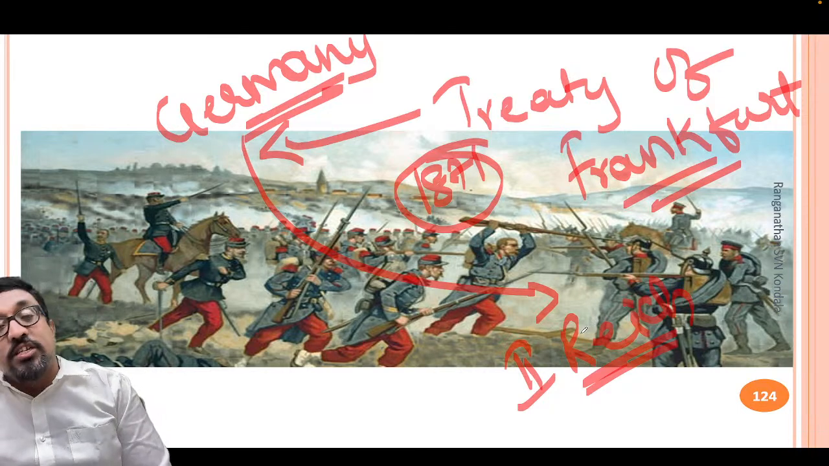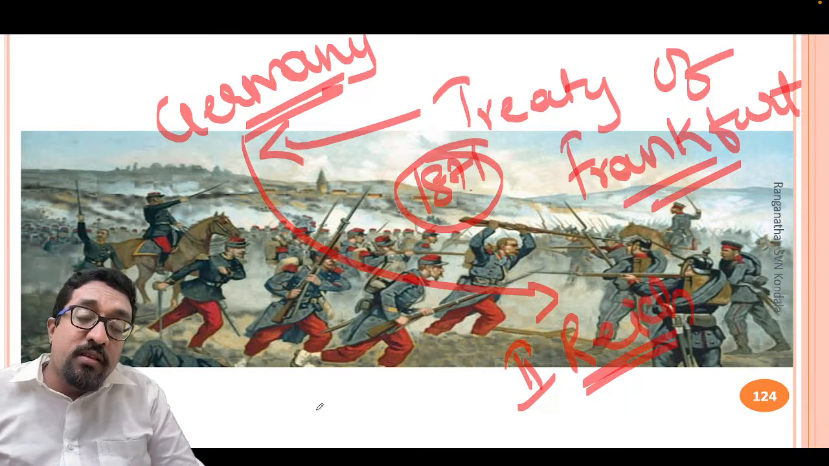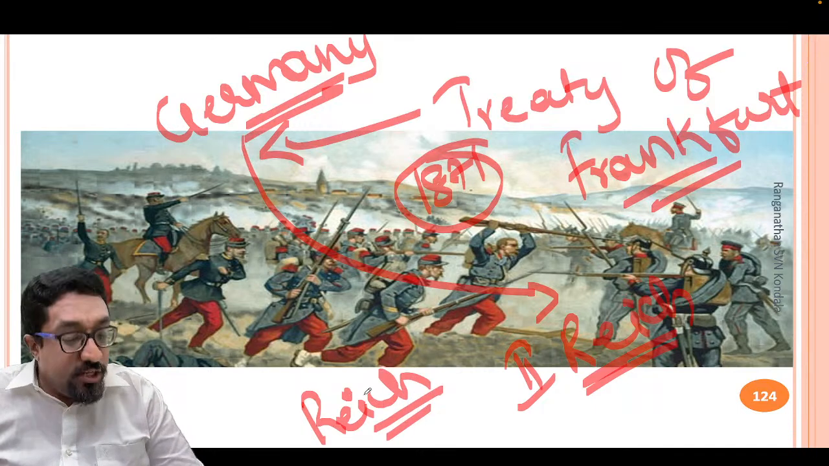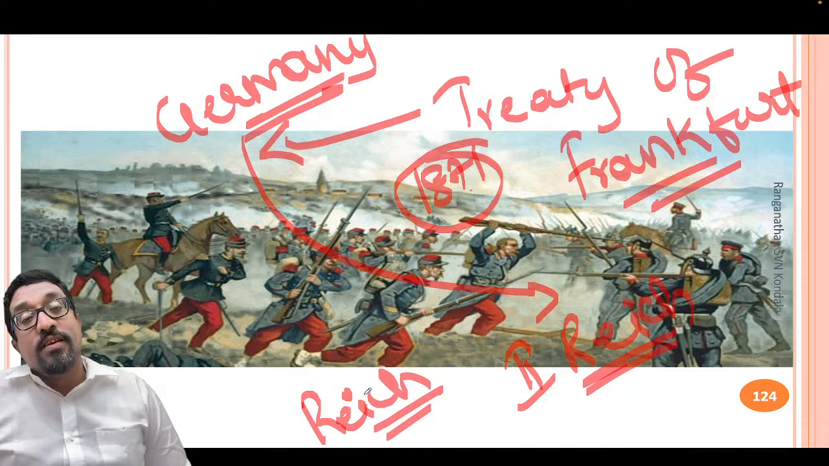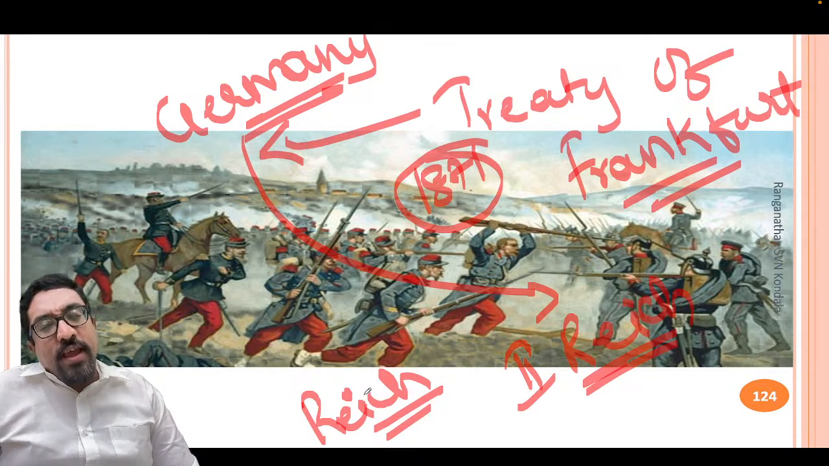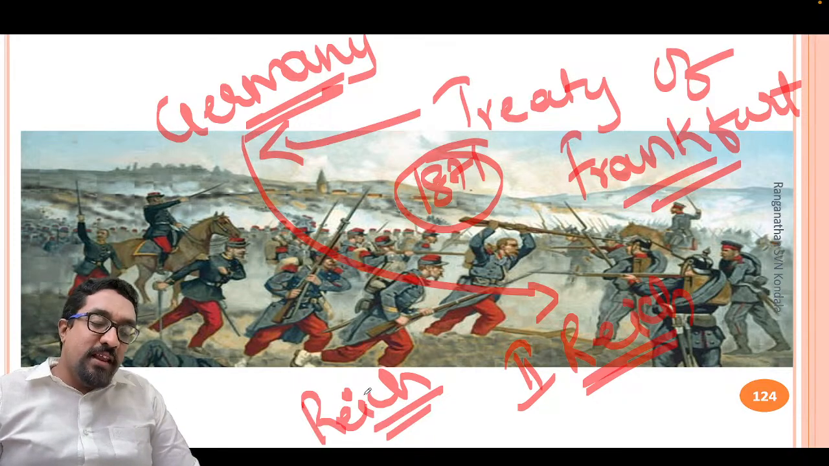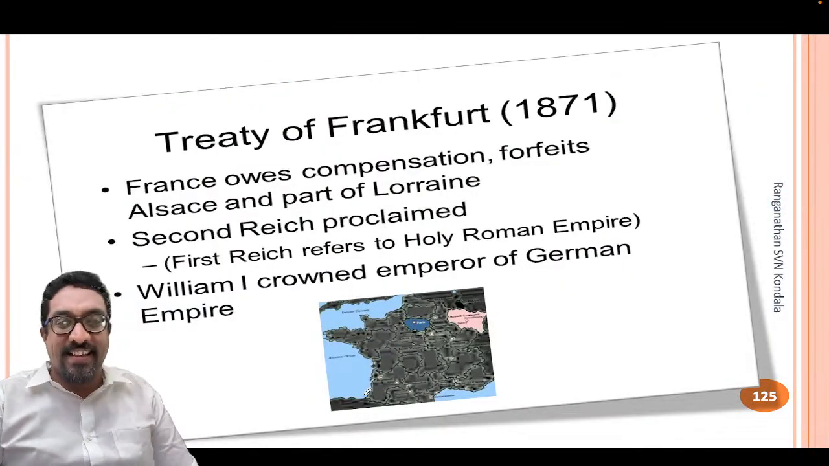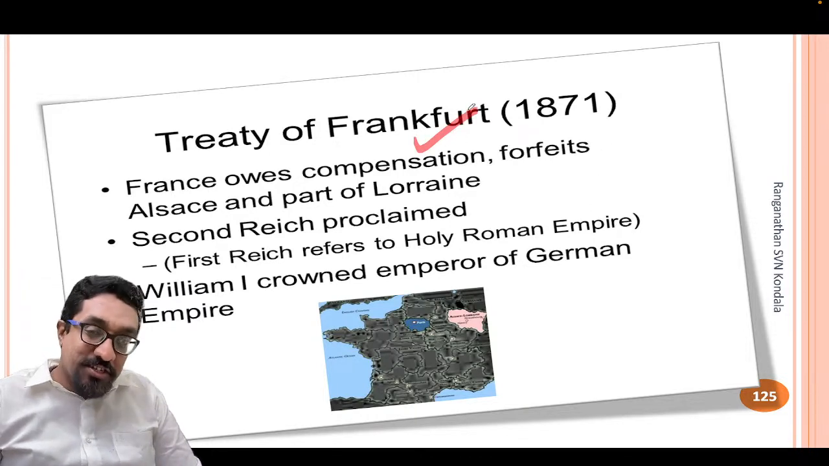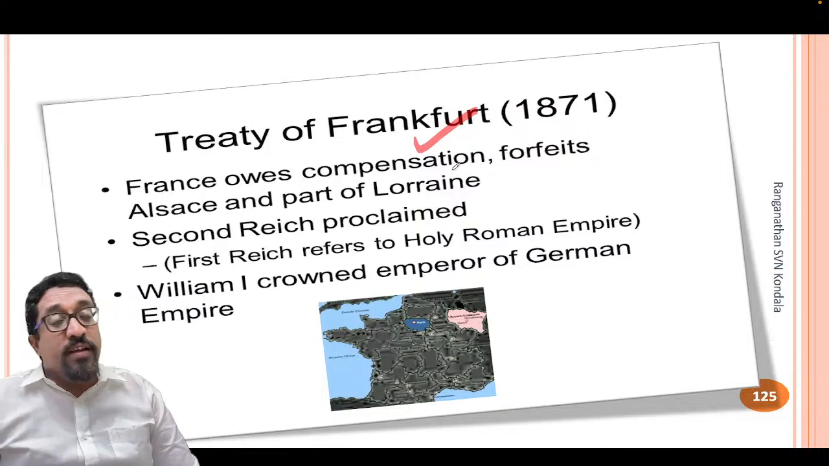Third Reich is Hitler's Germany. In German, the word Reich means government. R-E-I-C-H. First Reich, Second Reich, and Third Reich. The funny part is, the Second Reich, that is Germany as a nation, was created in the Palace of Versailles in France. France was punished in this treaty. France had to give away the territory of Alsace and Lorraine.